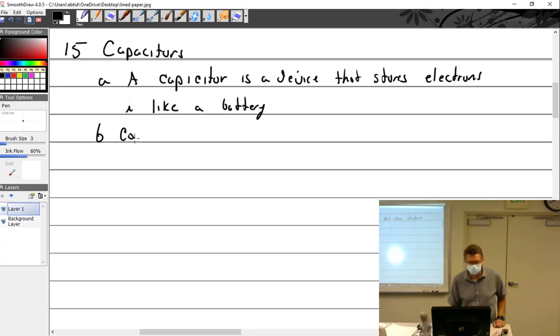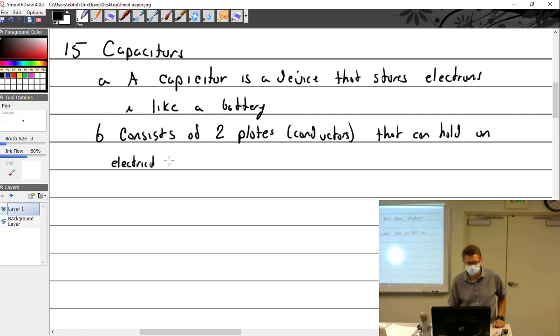It consists of two plates or conductors. They don't have to be plates, but conductors that can hold an electrical charge, and are separated by an insulator.